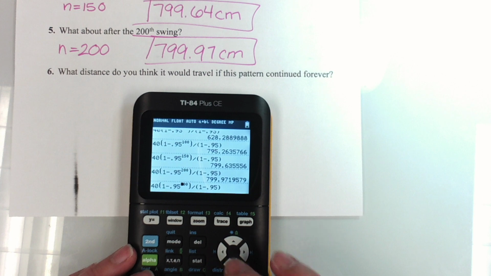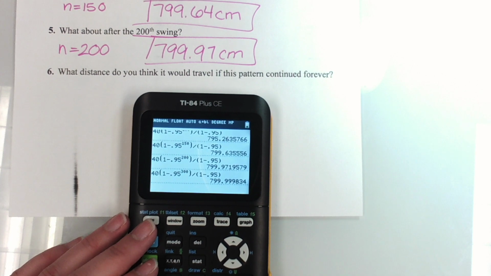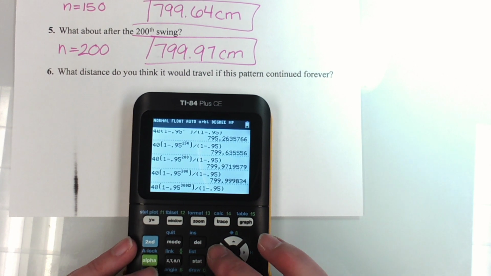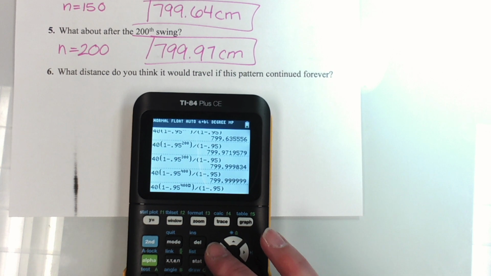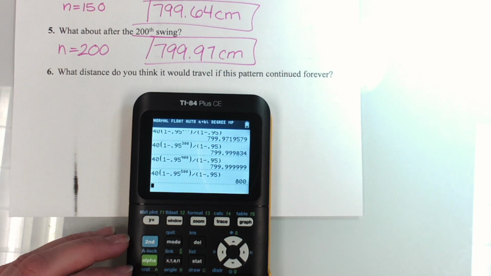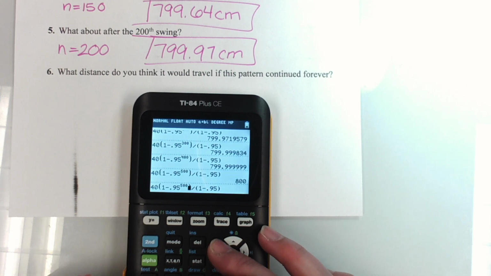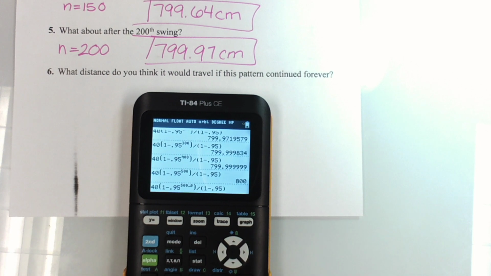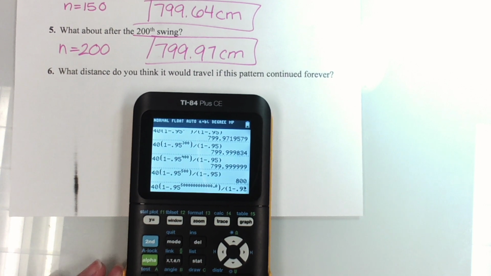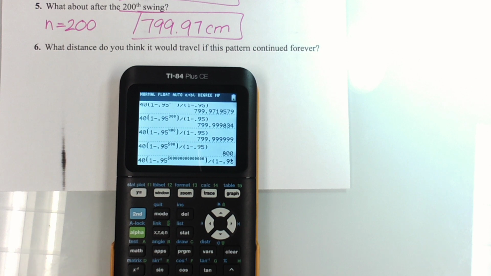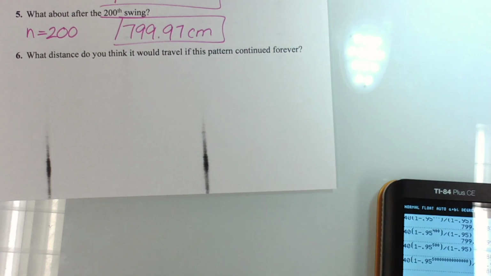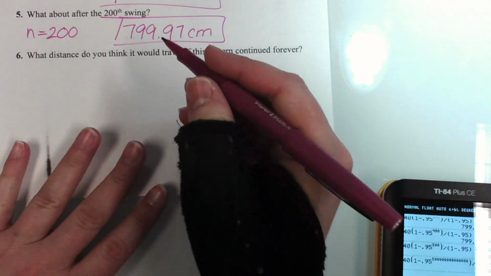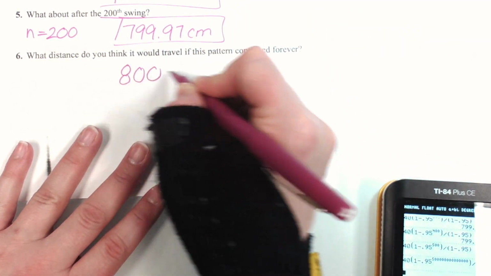let's change this to 300. Let's change it to 400. Let's change it to 500. Let's change it to a significantly larger number that I don't know how many zeros I typed in. What distance do you think it'll travel? Well, if we explore a little bit in our calculator, the answer is 800 centimeters.